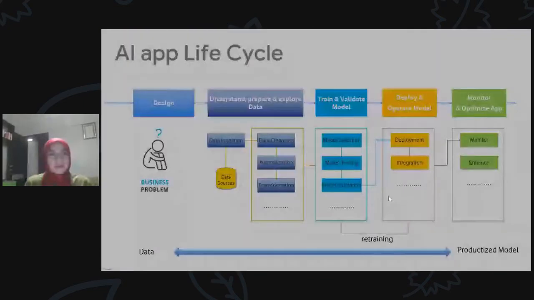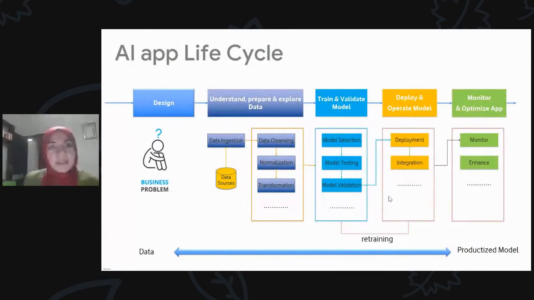Okay, AI application lifecycle. I'm not sure if you have seen something like this, but I'm sure that you heard about the machine learning application pipeline, starting from identifying the business problem and having data, and ending up with a model. This model is productized and up and running in production. So let's go through this life cycle quickly.